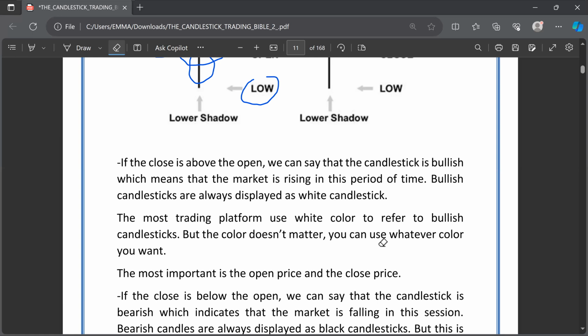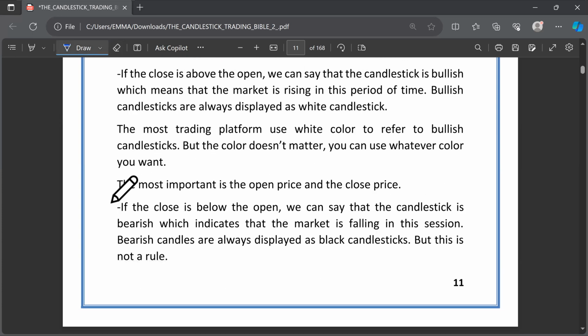But for easy identification and visualization, we are going to stick to green and red, instead of the white or the black, for convenience, so that you will not waste time trying to understand whatever is happening. The most important thing is the open price and the closing price. The most important thing we should be looking at is the close and the opening of that price. Because we don't have time to be checking the opening and closing prices on your TradingView or your MetaTrader 4 or 5, it is more convenient to use colors like red and green to represent the types of candlesticks.